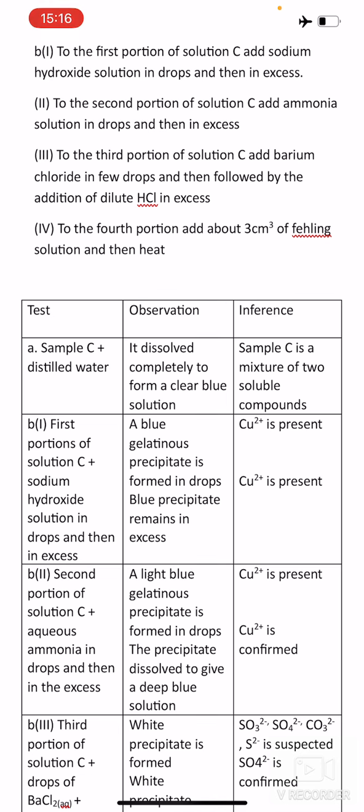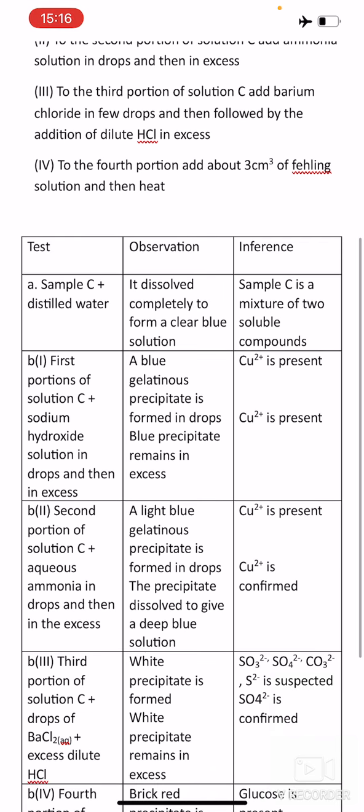And then the inference is that sample C is a mixture of two soluble compounds. The reason why I'm not using salt is because it also contains glucose, and glucose is not a salt. Glucose is just an organic compound.